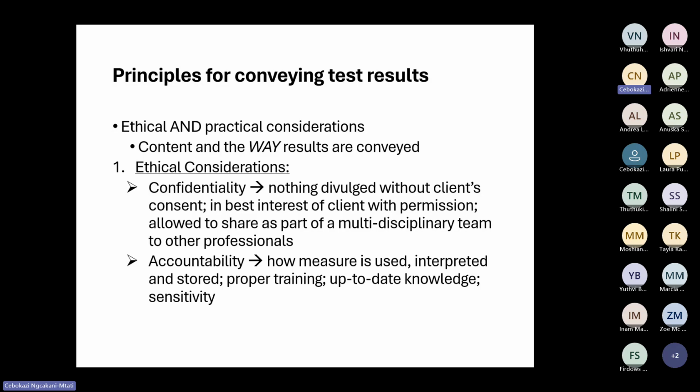And so the next thing we look at is what are some of the principles that we use to convey test results. And so there are ethical and practical considerations that we need to consider. So we need to consider the content. What content are we using, and how are we communicating our findings to parents? How are we communicating our findings to the child or to the adult, as well as to the multidisciplinary team, and the way in which we are conveying those results. So what is that information, and the way in which we are conveying that information.